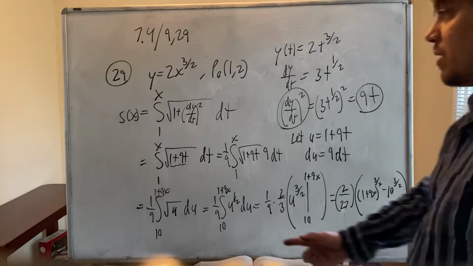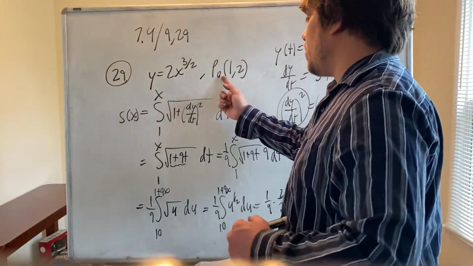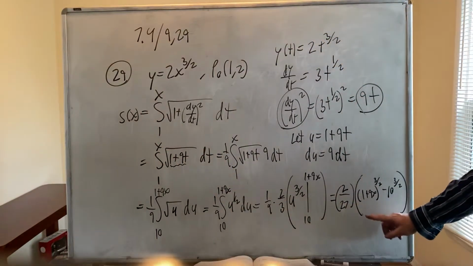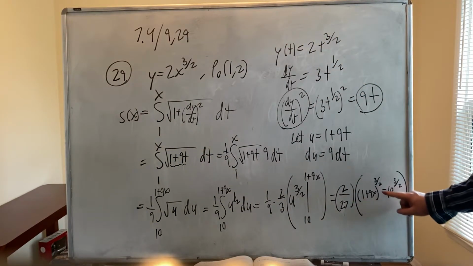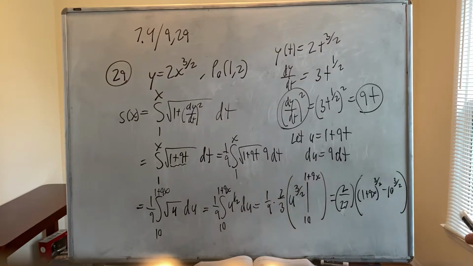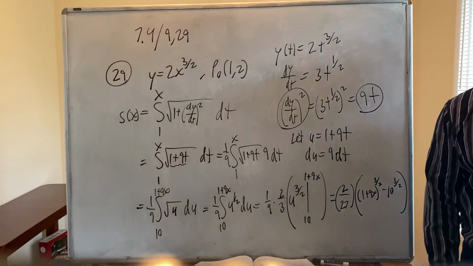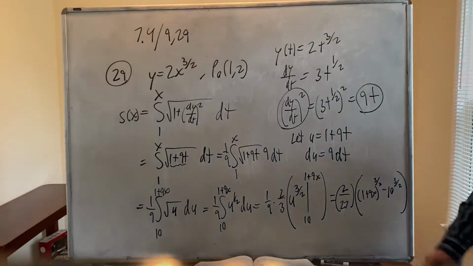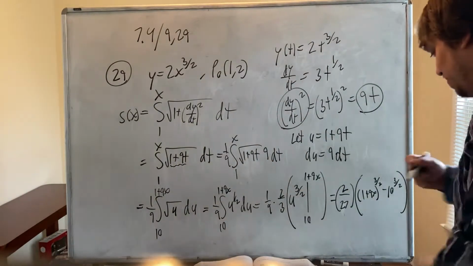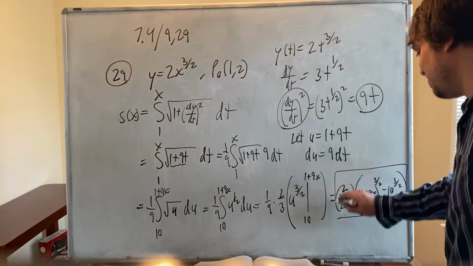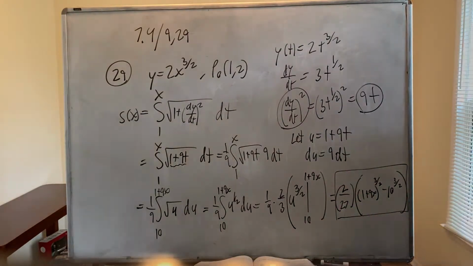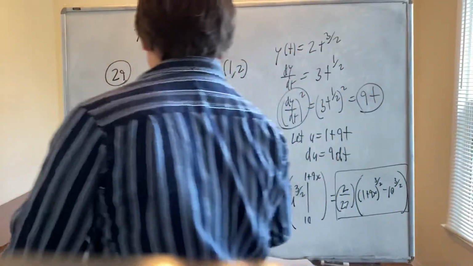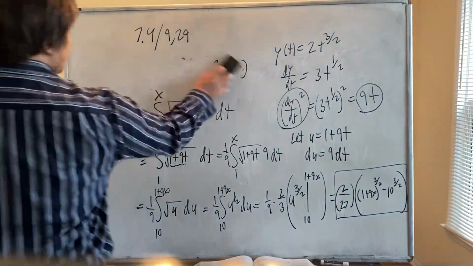So s of x, the length of this curve starting at P naught, which is (1, 2), is 2 over 27 times 1 plus 9x to the 3/2 minus 10 to the 3/2. Don't try guessing that answer in an exam. I don't think you'll be able to. So that's s of x. Okay, so that was 7.4.